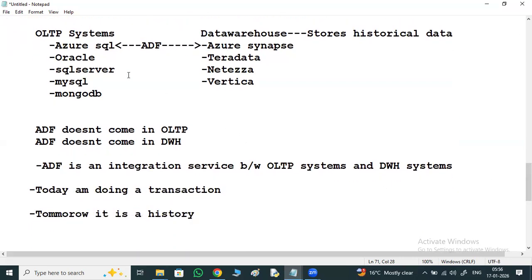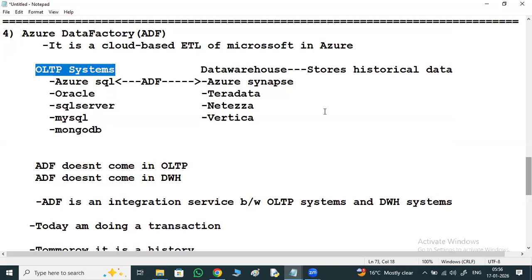It's an integration service between these databases, OLTP systems, and data warehouse. ADF is going to extract data from these databases and dump into this data warehouse.